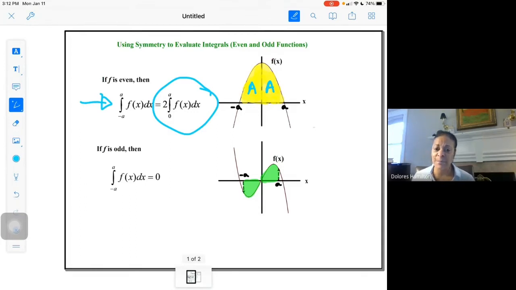Now let's think about what happens when your function is odd. These are still, because of symmetry, equal areas, except one is below the x-axis and the other one is always above the x-axis because of that symmetry. So those two will always cancel each other out and we'll get 0.